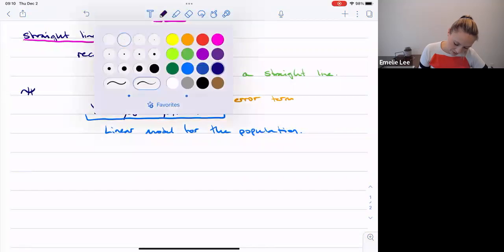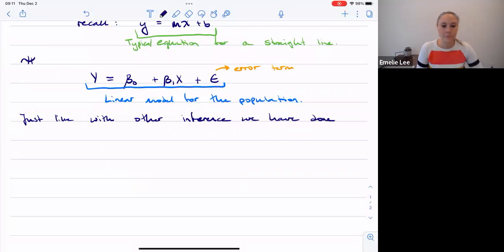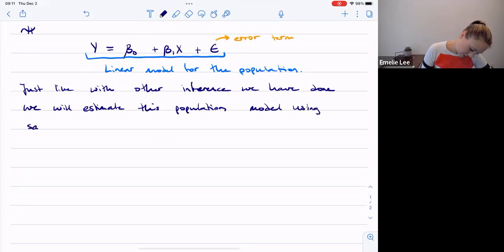Okay, so just like with other inference we have done, we will estimate this population model using sample information.